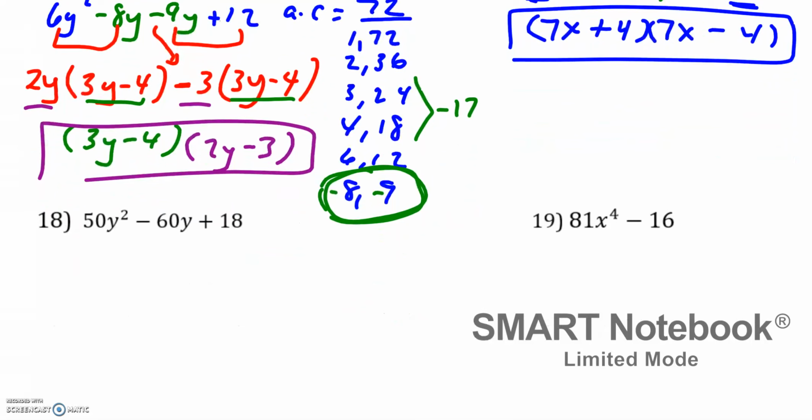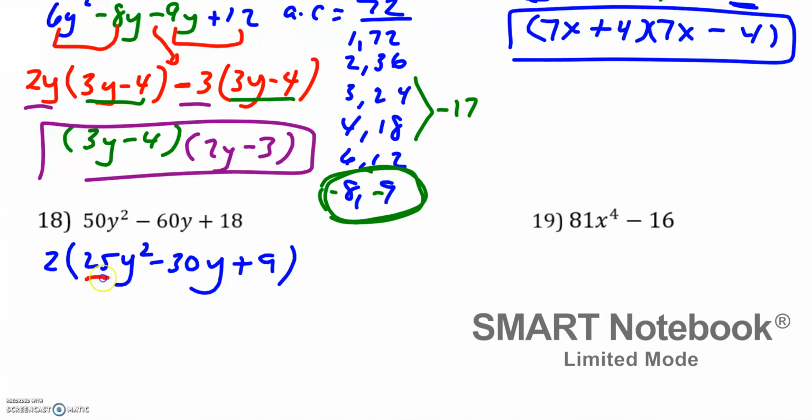Number 18, I look at this and I say again, first, do I have a GCF? Yes, I do. I can take a 2 out of everything. And if I do, I'm left with 25y squared minus 30y plus 9. And then when I look at what I'm left with, I notice I do have a squared term, so I may be able to keep factoring.